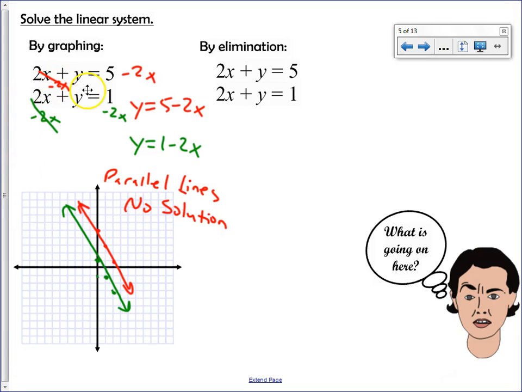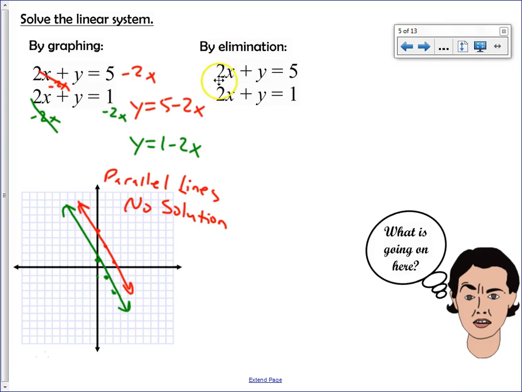So notice I subtract 2x from both sides to get y equals 5 minus 2x, and y equals 1 minus 2x. So 5 is my intercept, slope of negative 2. 1 is my intercept, slope negative 2. Notice they're parallel lines, they'll never cross, there's no solution to this. So what does that look like when we eliminate?